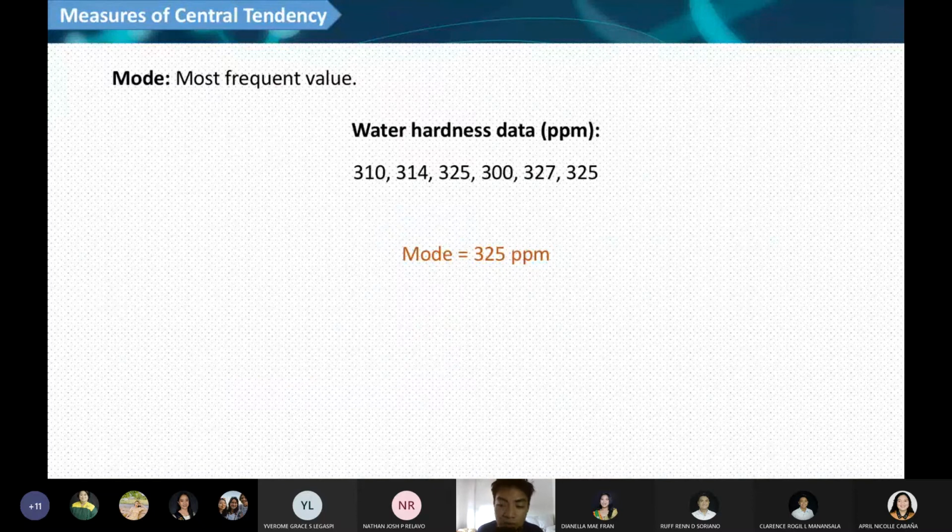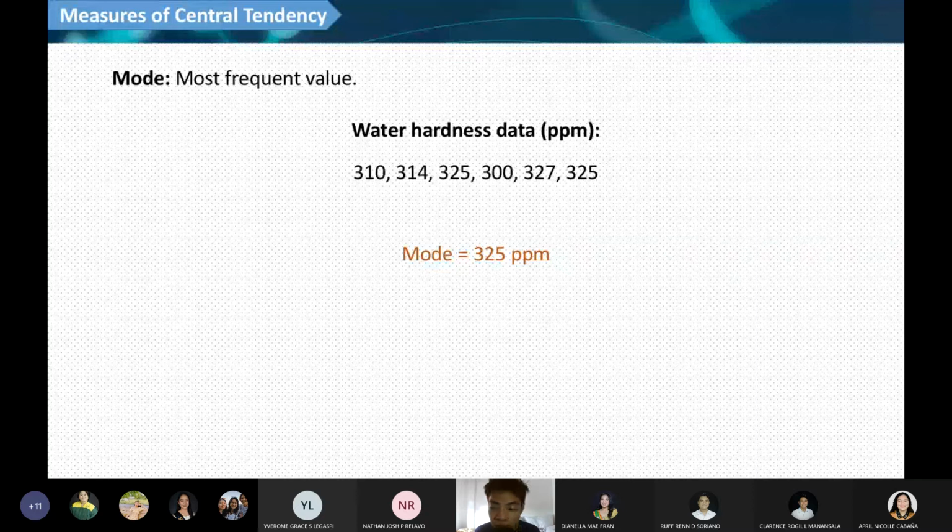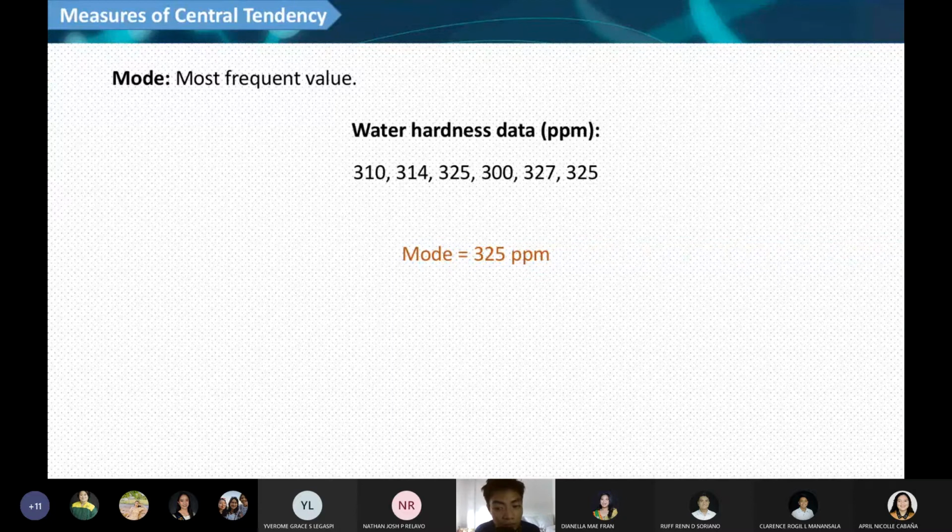Last one is the mode. When you say mode, we are talking about the most frequent value, okay? So, sometimes may mode, sometimes wala, okay? So, our data can also have one mode. Pwedeng isa lang yung ulit na number. Or it could be bimodal, trimodal, etc. Okay? So, when you say bimodal, dalawa yung number na nauulit. So, pwedeng marami.